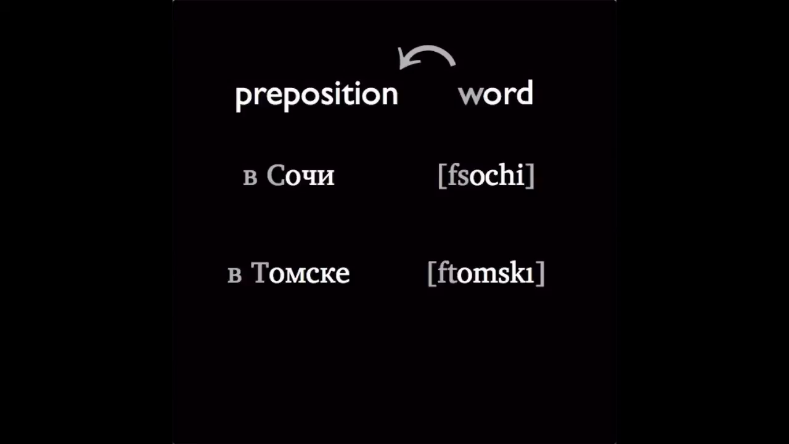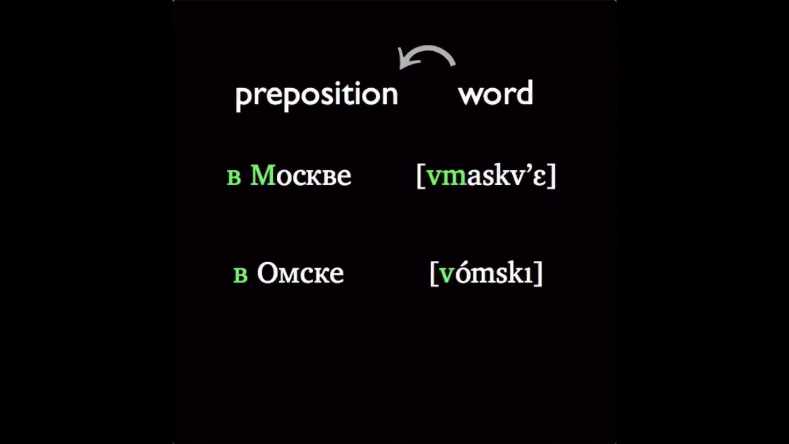And sometimes this devoicing can even jump across word boundaries, especially since prepositions are normally pronounced as if they were the beginning of the following word. Pay special attention to the pronunciation of v, meaning in or into, in these phrases. If the next word begins with a voiceless consonant, be sure to pronounce the v as its voiceless counterpart, f. В Сочи, в Томске. But if the next word begins with a voiced consonant or a vowel, then the V will be voiced. В Москве, в Омске.